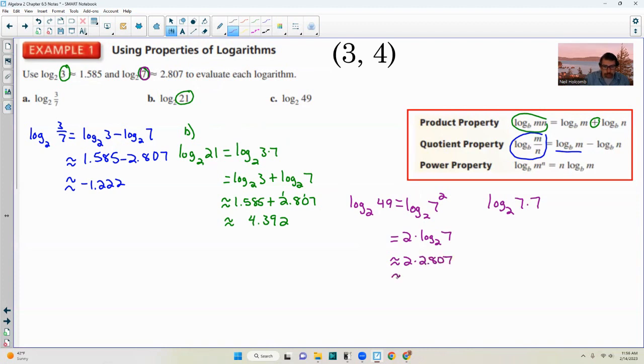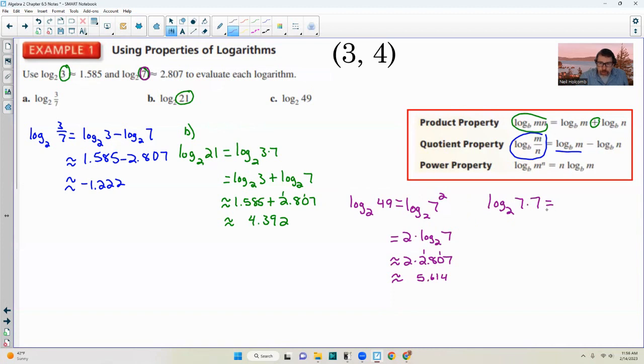And then when I multiply that, 2 times 7 is 14, carry the 1. 2 times 0 is 0, plus 1 is 1. 2 times 8 is 16, carry the 1. 2 times 2 is 4, plus 1 is 5. I get approximately 5.614.